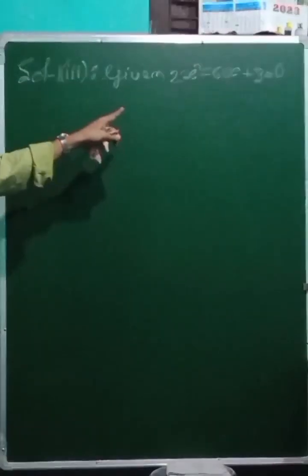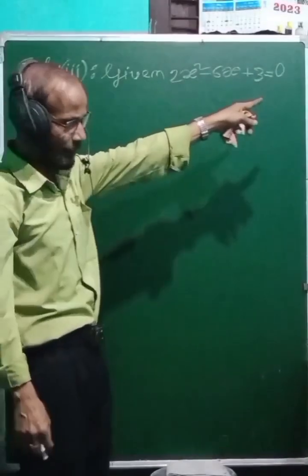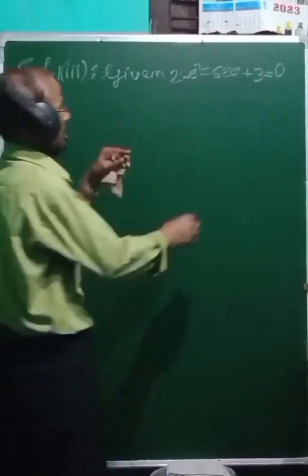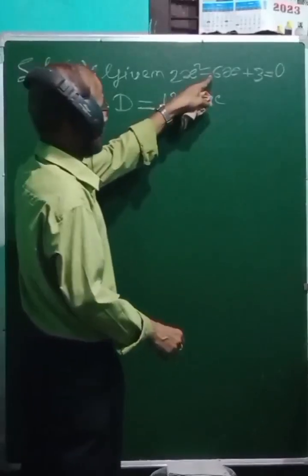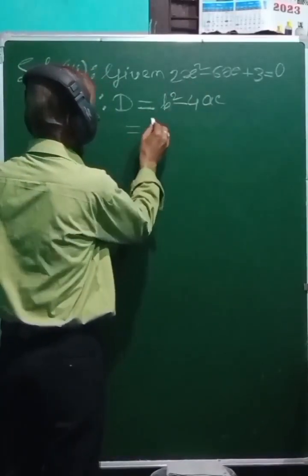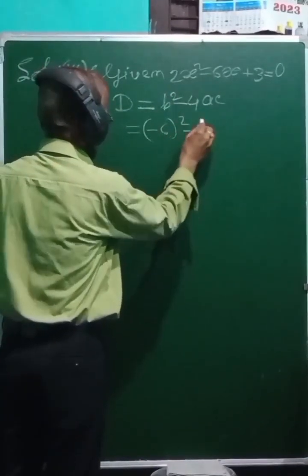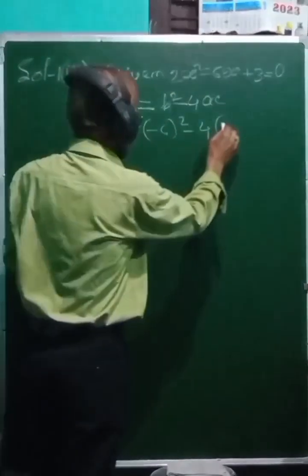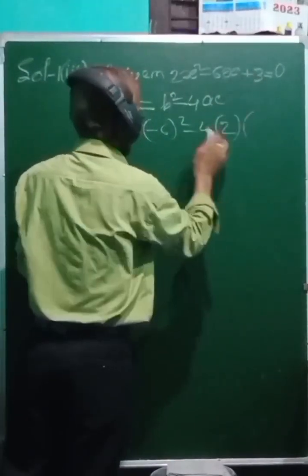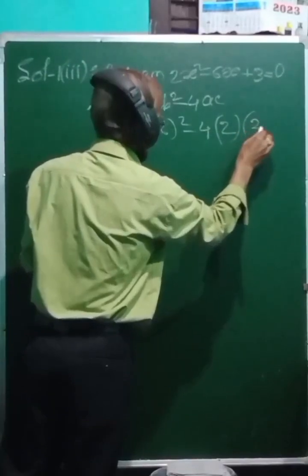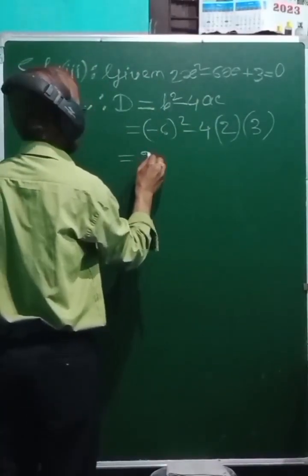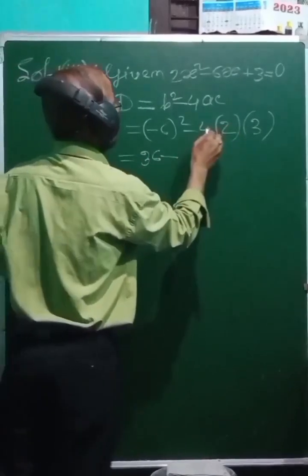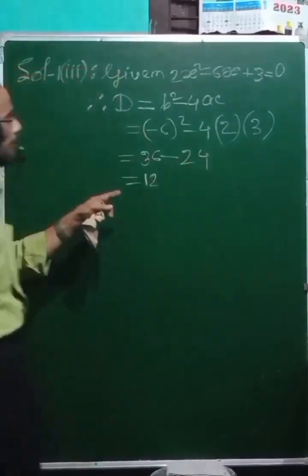Solution: given 2x² − 6x + 3 = 0. Now you have to calculate the discriminant. Therefore, D = b² − 4ac, where b is −6, a is 2 and c is 3. So D = (−6)² − 4 × 2 × 3 = 36 − 24 = 12.